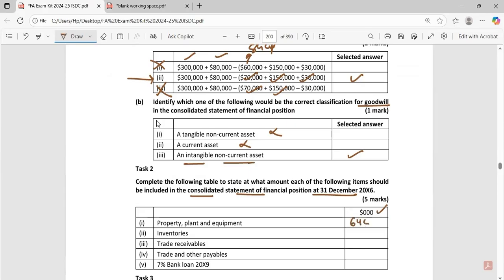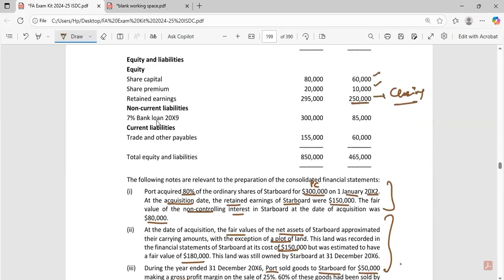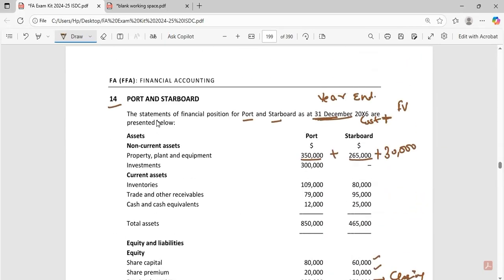And because over here I have been given the answer in 3 zeros, I'm just going to write 645. Okay, I hope you have understood why we have added 30,000 over here, because we have to record the assets at their fair value. The cost was 150, but I have to record it at 180. So in order to record it at this amount, I will add 30,000. So that's why I have added 30,000 over here, right? Let's move forward.